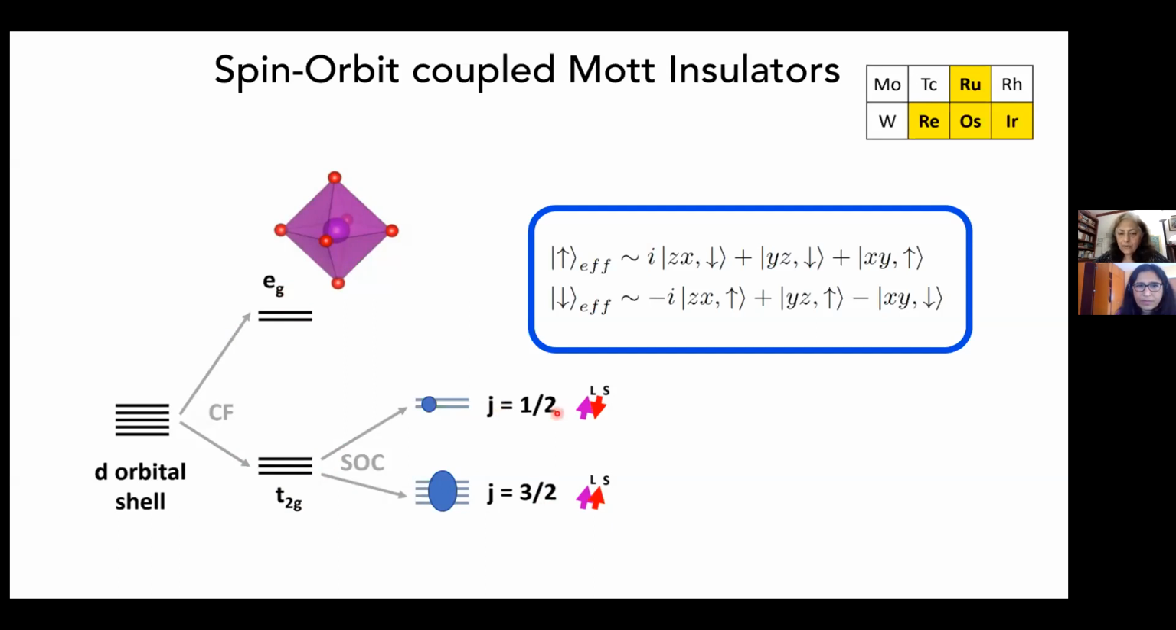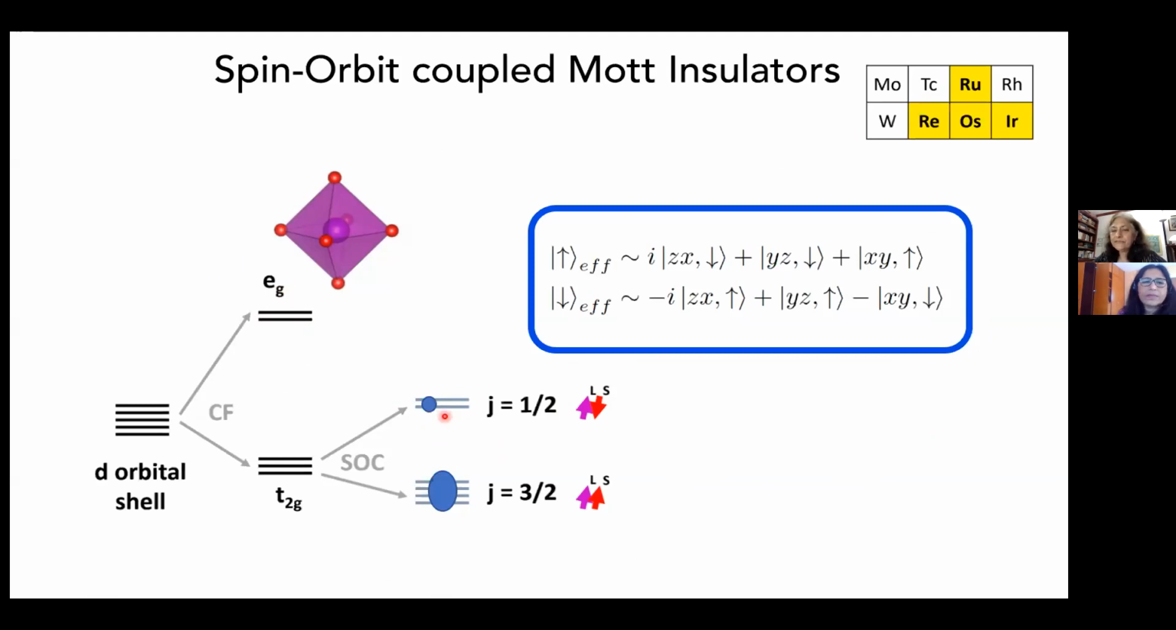Now in the materials that we will look at, like ruthenium chloride, it has 5 d electrons. So those 5 basically fill up the J=3/2 states, and you're left with 1 electron in this doublet, or you can call it 1 hole in this doublet. So it's very much like the cuprate problem, which had 1 hole in the eg orbital. Here you have 1 hole in the J equal to 1/2 orbital.